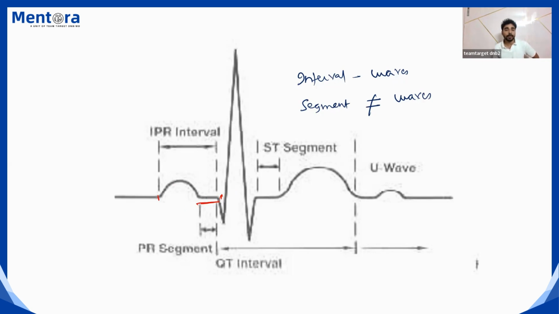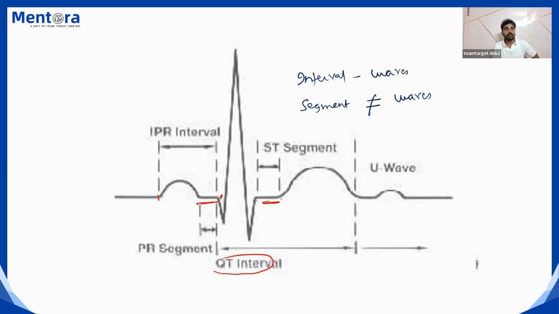Similarly, QT interval is from the beginning of the Q to the ending of the T. It contains waves again, QRS complex and T wave. But the ST segment is from the ending of the QRS to the beginning of the T. It's a segment, so it doesn't contain any waves. Interval contains waves, segment doesn't contain waves. And intervals you always measure in duration, on the horizontal axis, but segments you always measure in amplitude, on the vertical axis. PR depression is there or not, ST depression or ST elevation, you will see. PR interval prolongation is there or not, and QT interval prolongation you will see. Intervals are always measured in the horizontal direction, and segments in the vertical direction.